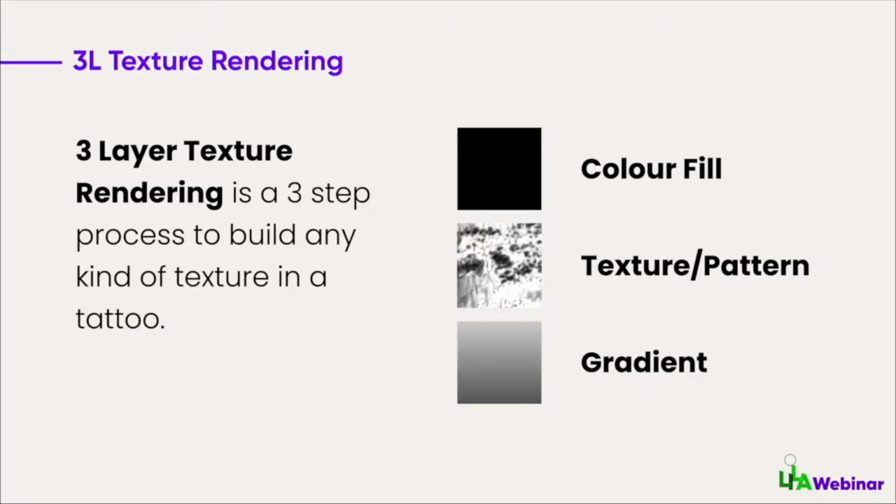I want to talk about the definition of the three-layer rendering technique, and it is right here. It is a three-step process to build any kind of texture you want in a tattoo. The first step is the color fill. So you fill out the colors in black and gray. You fill out the black color everywhere. We are talking about the darkest area in the piece, right?